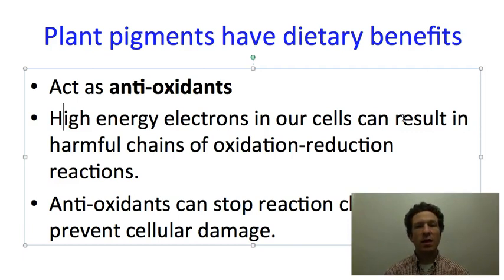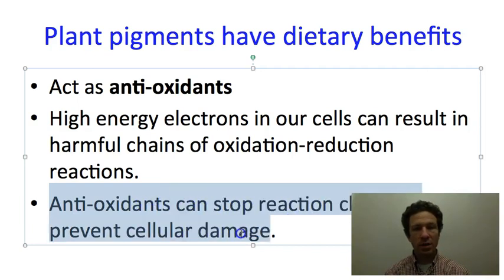In this process of removing electrons and then putting them somewhere else, damage to various compounds in the cell can occur, and this damage then can make the cell non-functional or even eventually lead to its death. And so we want to have an ability to stop those chains of oxidation reduction reactions. Antioxidants are called this because they are able to stop these chains of oxidation reduction.